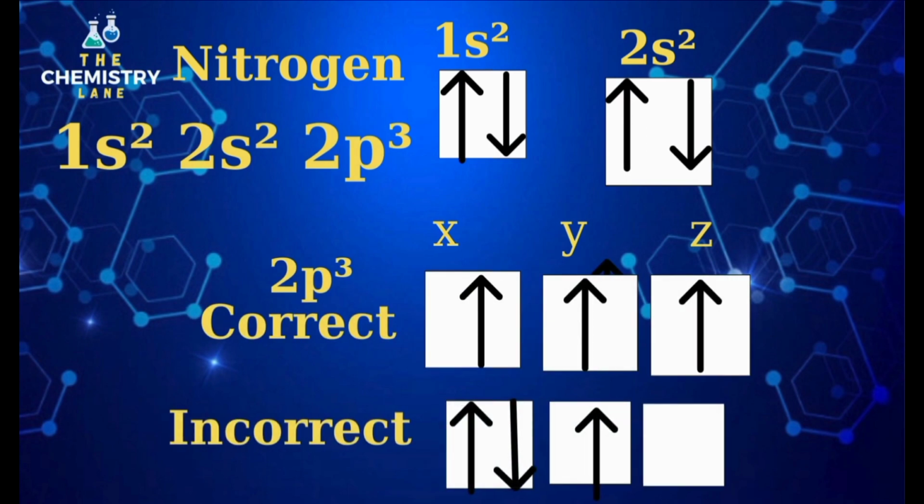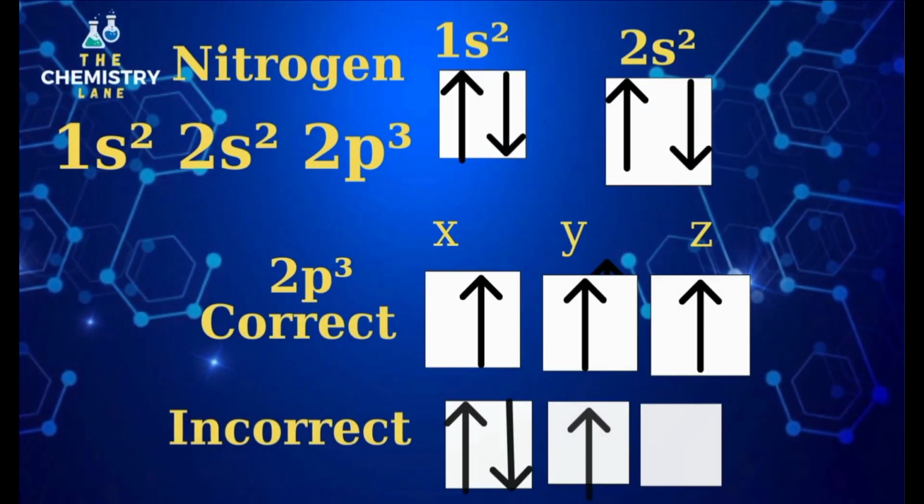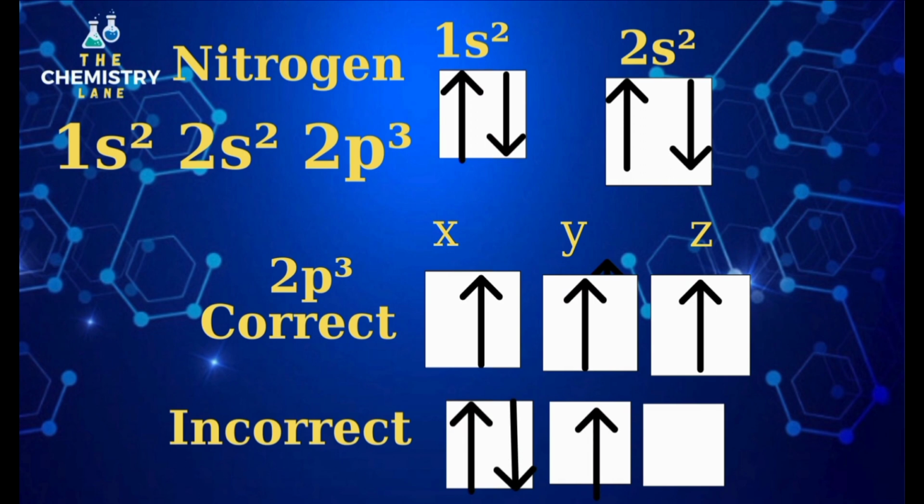For nitrogen with atomic number 7, the 2 electrons go to the 1s orbital, the next 2 to the 2s, while the last 3 are filled singly according to Hund's rule. If you check from the Pauli exclusion principle, the 2 arrows are following opposite directions. One is going up while the other is going down.